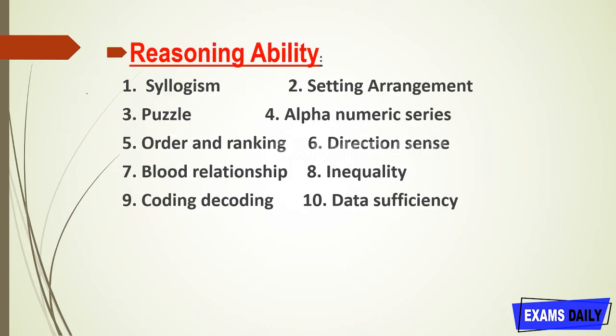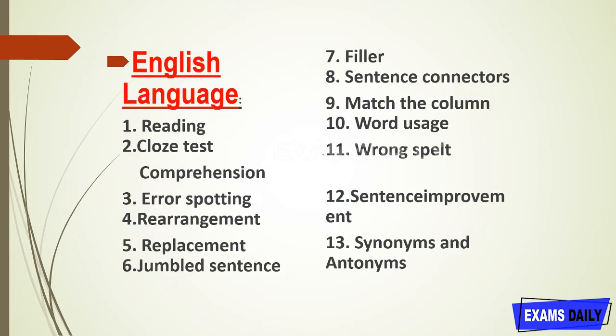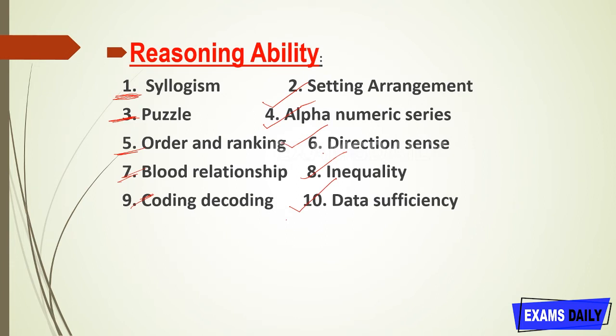Next, for reasoning ability, the first topic is syllogism, puzzle, order and ranking, blood relation, coding-decoding, seating arrangement, alphanumeric series, direction sense, inequality, and data sufficiency. These are the topics for reasoning ability. For reasoning ability, you can go through NetSource to learn the reasoning basics, and then you can go through any other books. Before buying a book, get some references from many persons.